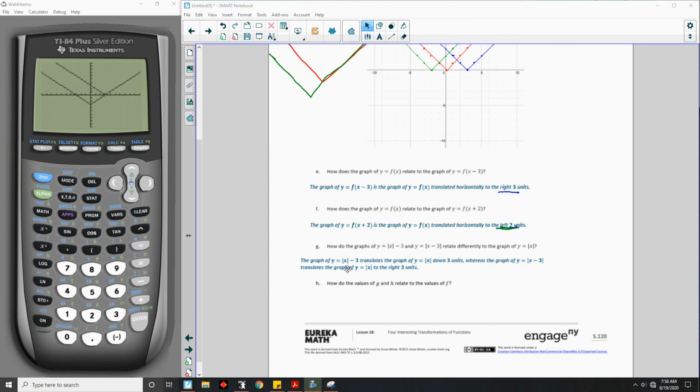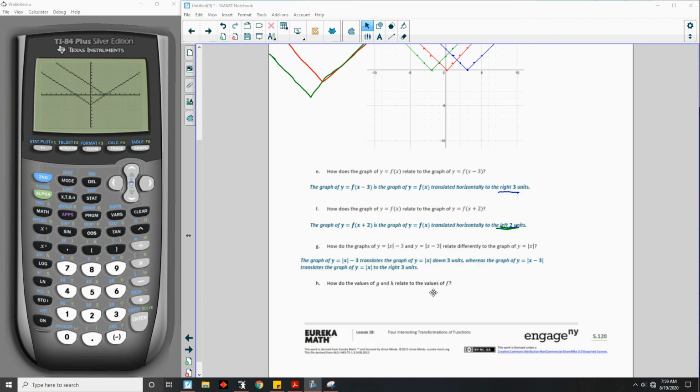So we would say the graph of y equals the absolute value of x minus 3 translates the graph of y equals the absolute value of x down 3 units, whereas the graph of y equals the absolute value of x minus 3 inclusive translates the graph of y equals the absolute value of x to the right 3.